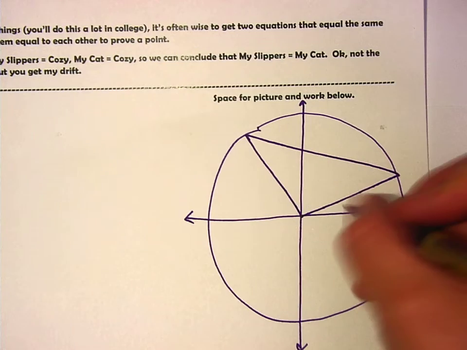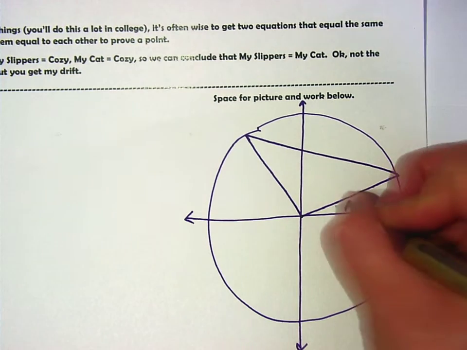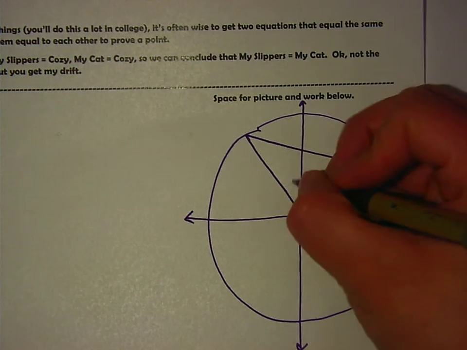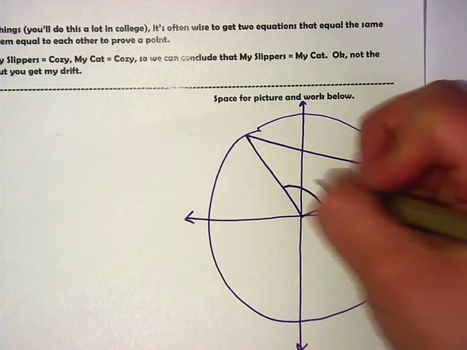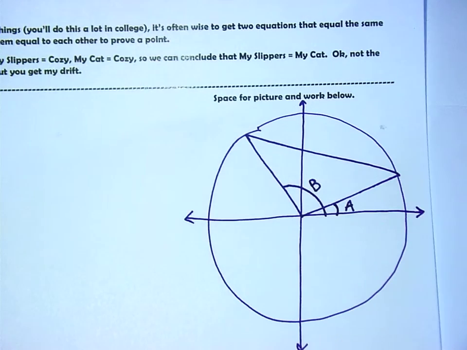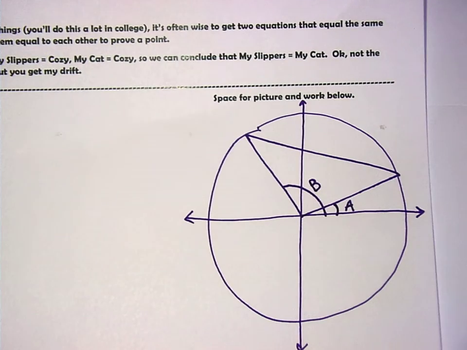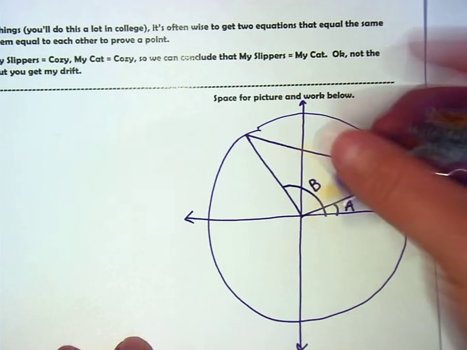All right, I'm going to call this angle A, right here. And I'm going to call this angle B. Actually, I might switch that. Where's my whiteout? Here. I'm going to switch the A and the B.